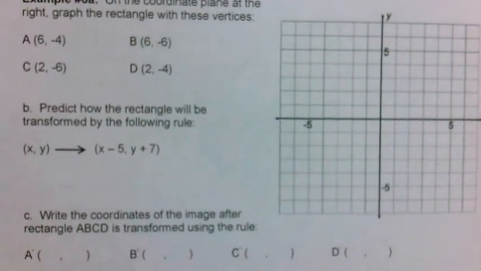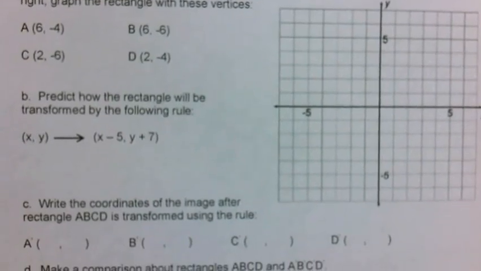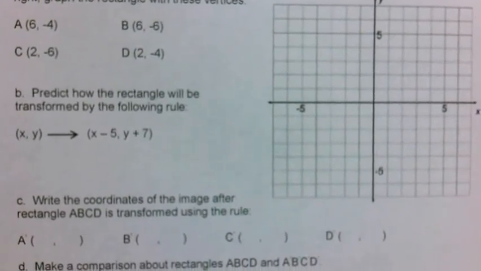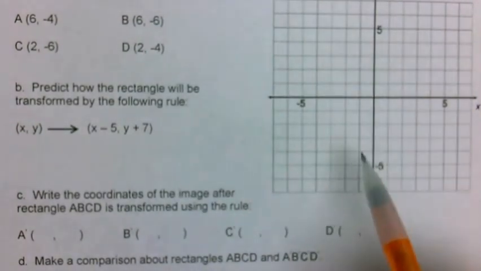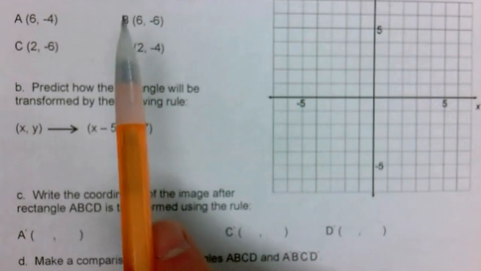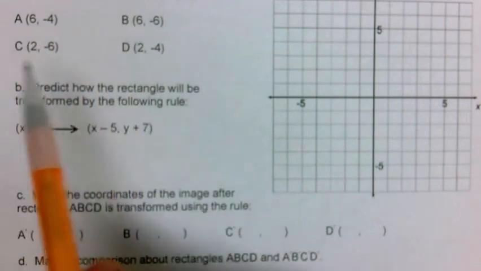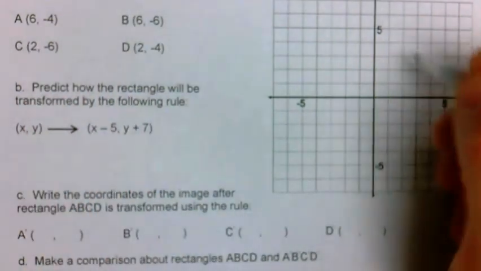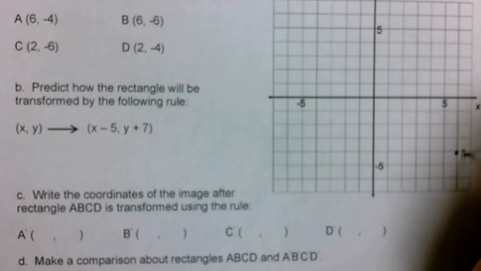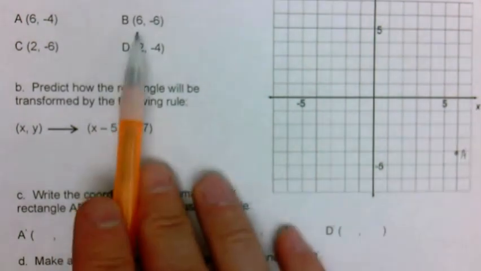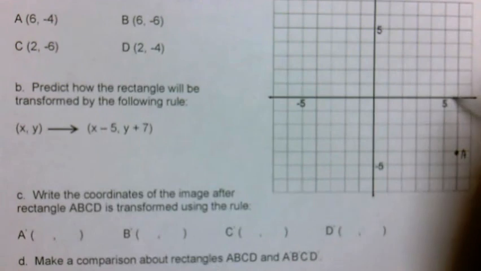Now that we've reviewed the verbal rule, algebraic rule, and the translation notation, we're actually going to do the translation ourselves. So we have a blank coordinate plane here. The first thing we're going to do is plot the vertices of a rectangle ABCD. Point A is at 6, negative 4, so I'm going to move to the right 6 and down 4. There's point A. All right, point B is going to be located at 6, negative 6, so I'm going to go to the right 6 and down 6 right here.